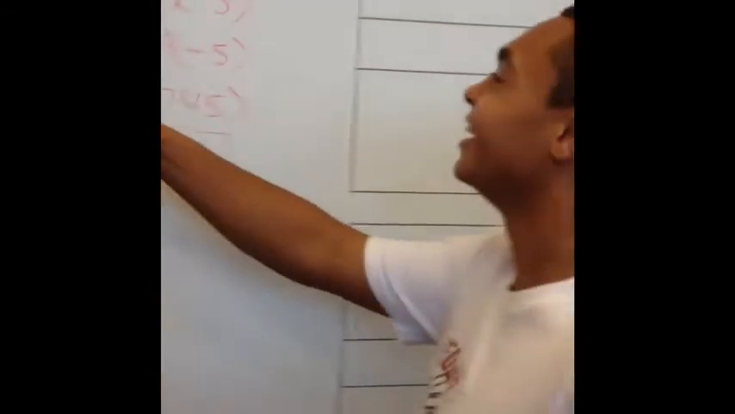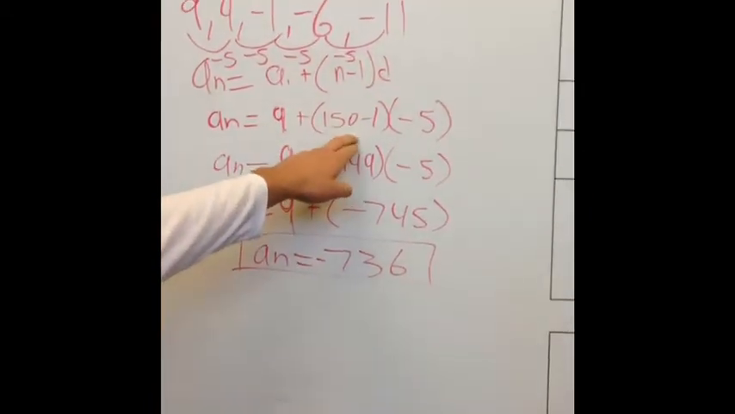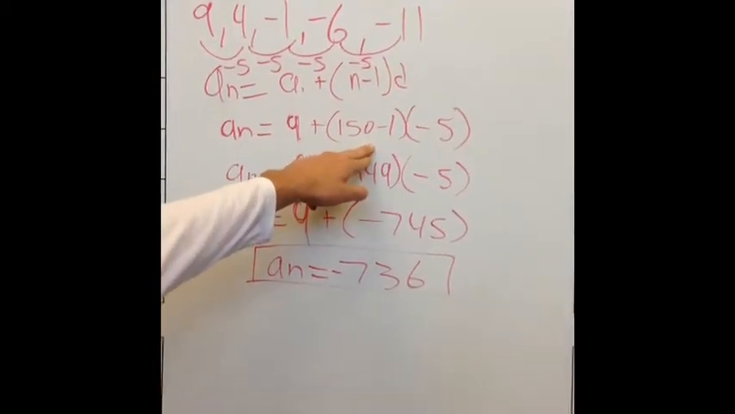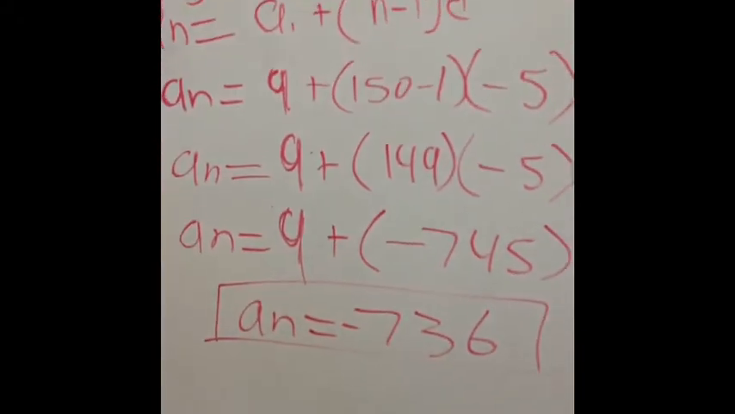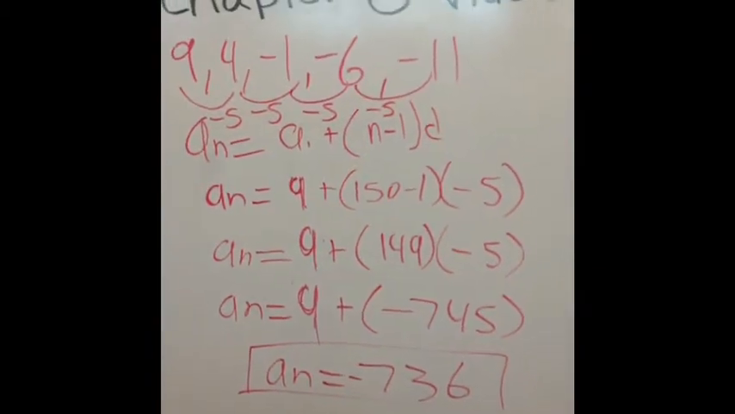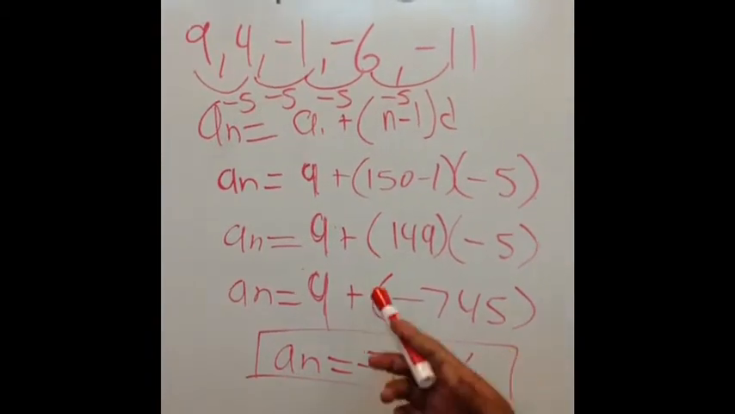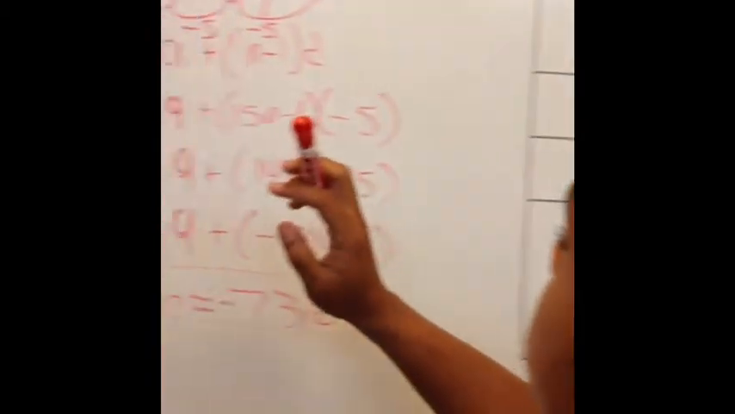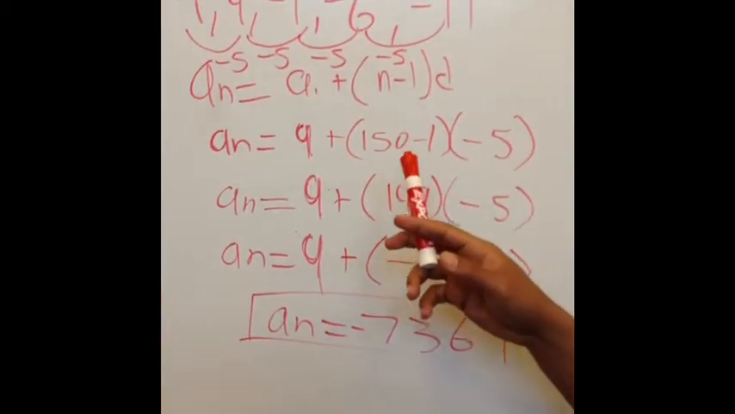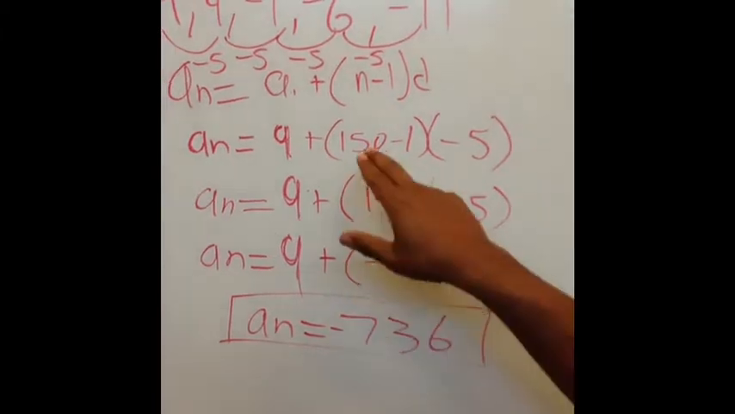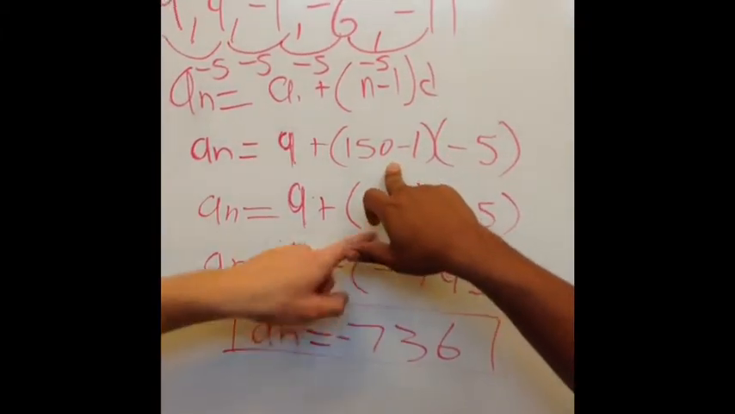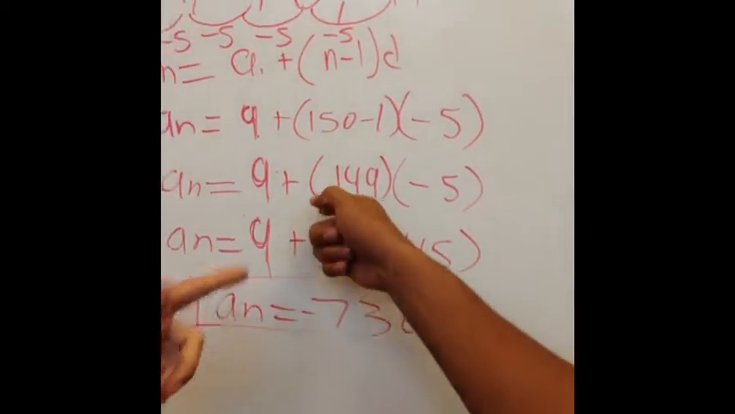Alright, so first we go into the parentheses, right? What do you call that? The order of PEMDAS. Order of operations. So what we have to do is the parentheses in here first. So we do 150 minus 1, which comes out to 149.